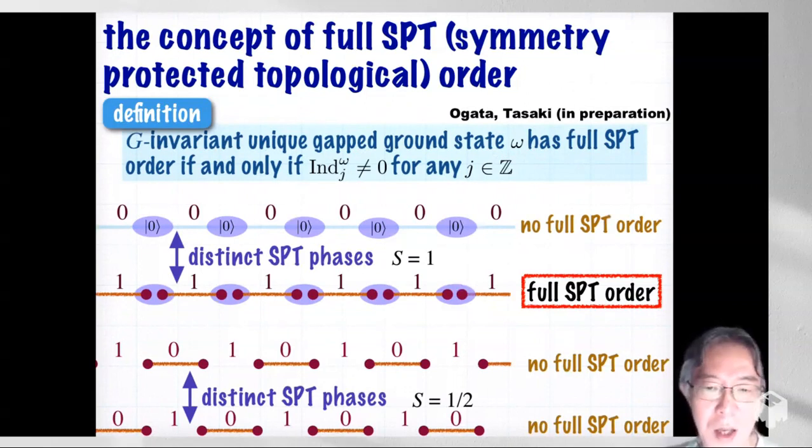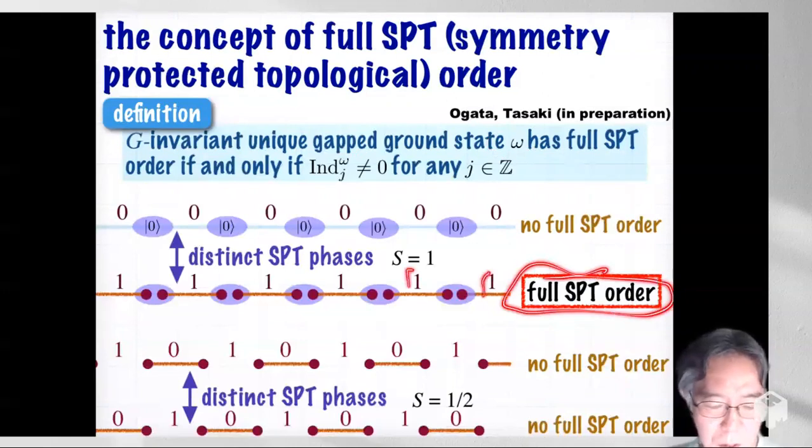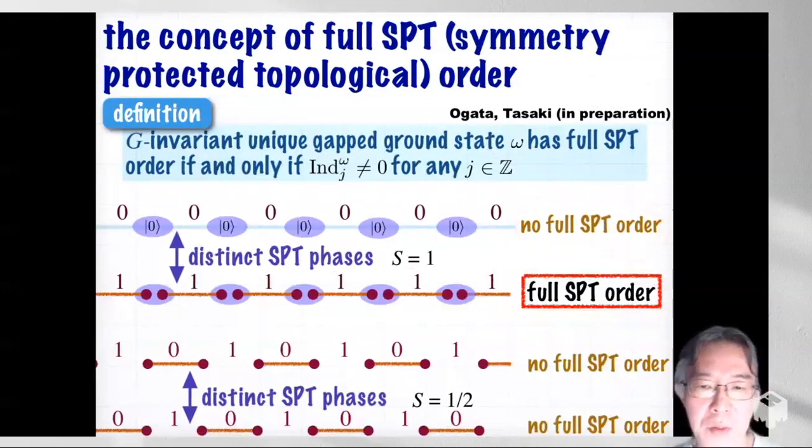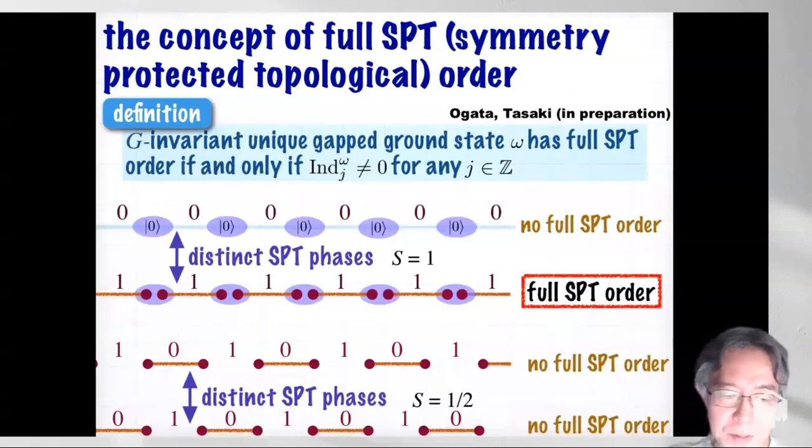this is indeed a transition between a state with full SPT order, where you have the index non-zero everywhere, and a state without full SPT order. On the other hand, in this spin 1/2 dimerized case, neither state has full SPT order. So this is a phase transition between a state without full SPT order and another state without full SPT order. So this is one motivation.